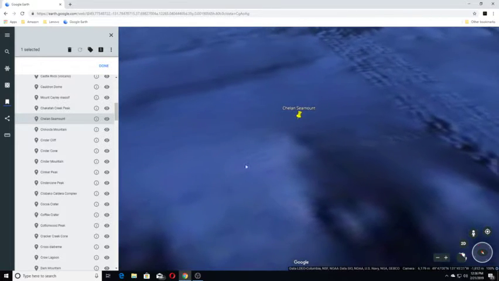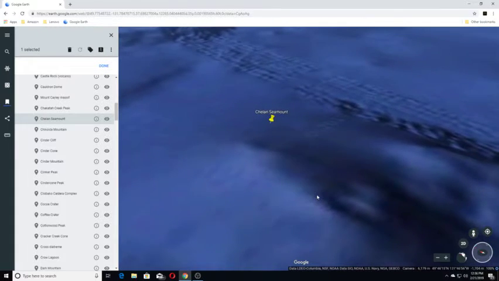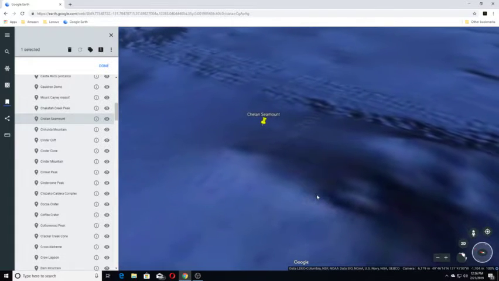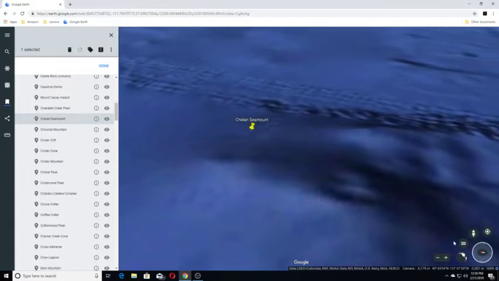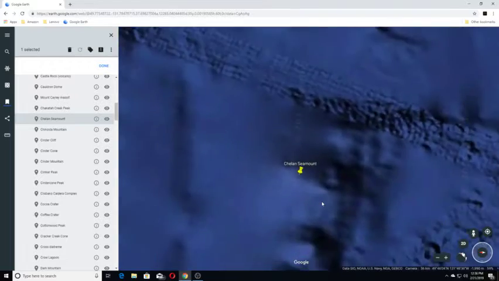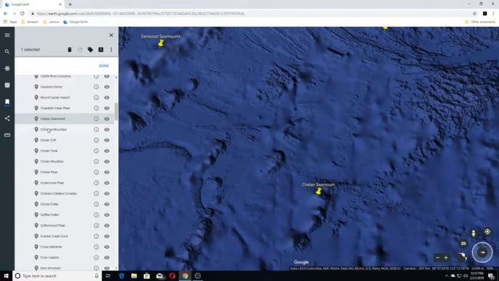And this is Chillin Sea Mount here. And it's a seamount located in the Pacific Ocean off the coast of the northern Vancouver Island, British Columbia, Canada. And our next one is Chiquita Mountain.